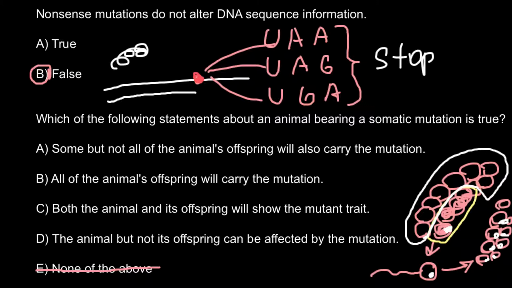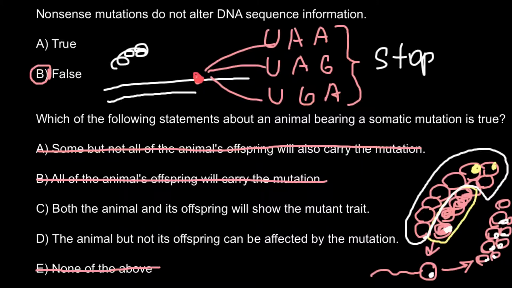So now we can return to our questions or statements. Statement A. Some but not all of the animal's offspring will also carry the mutation, and this is false, because as you see, if a mutation happens in a somatic cell, it doesn't affect offspring. This may lead to, for example, cancer in the organism, but it wouldn't be transferred to the offspring. And answer B, all of the animal's offspring will carry the mutation, and this is not true.